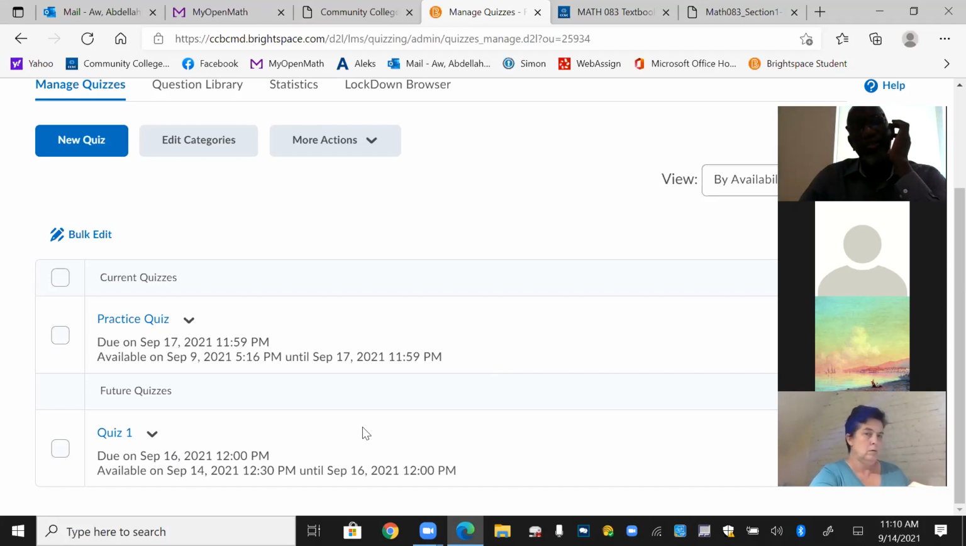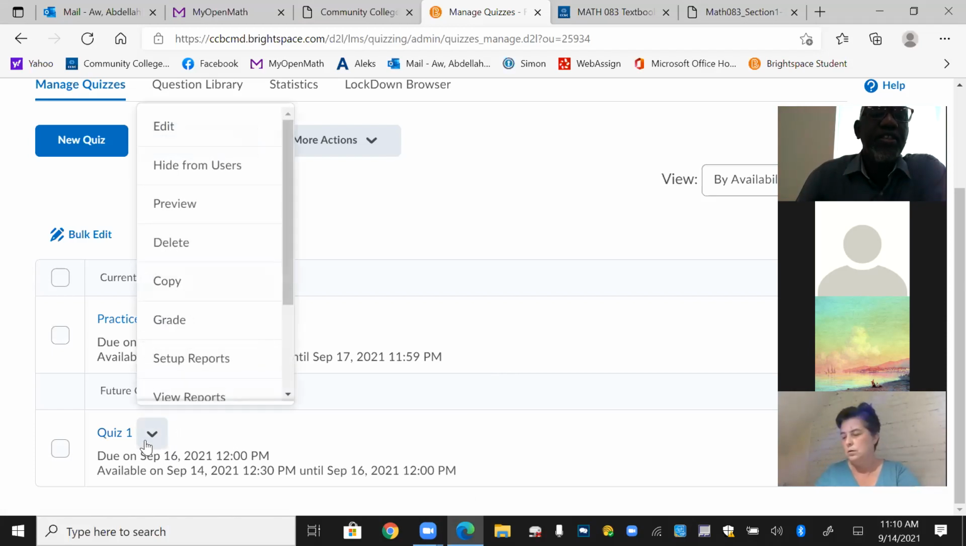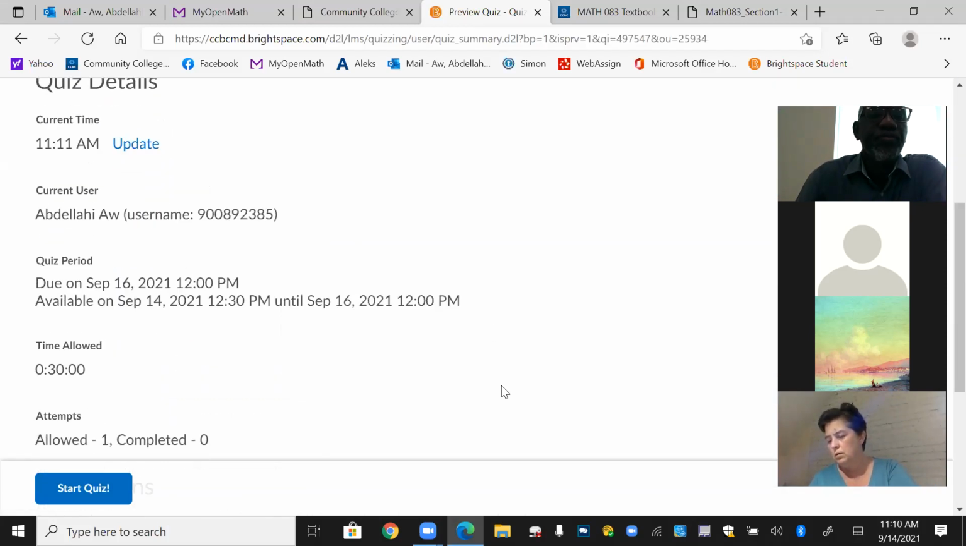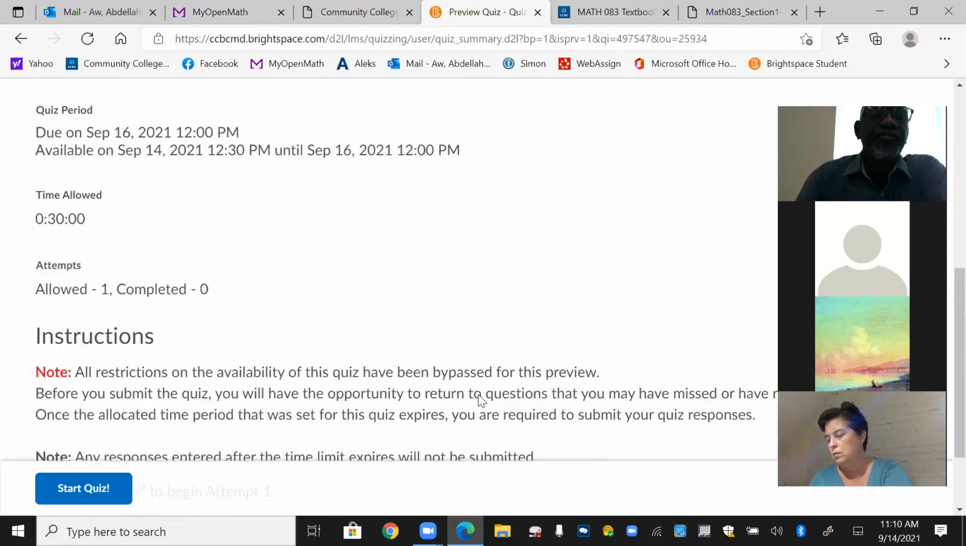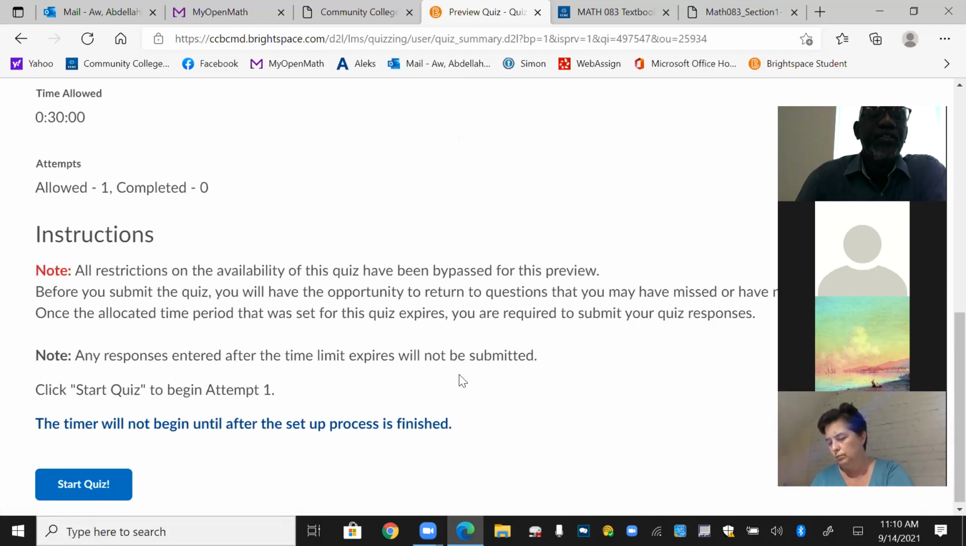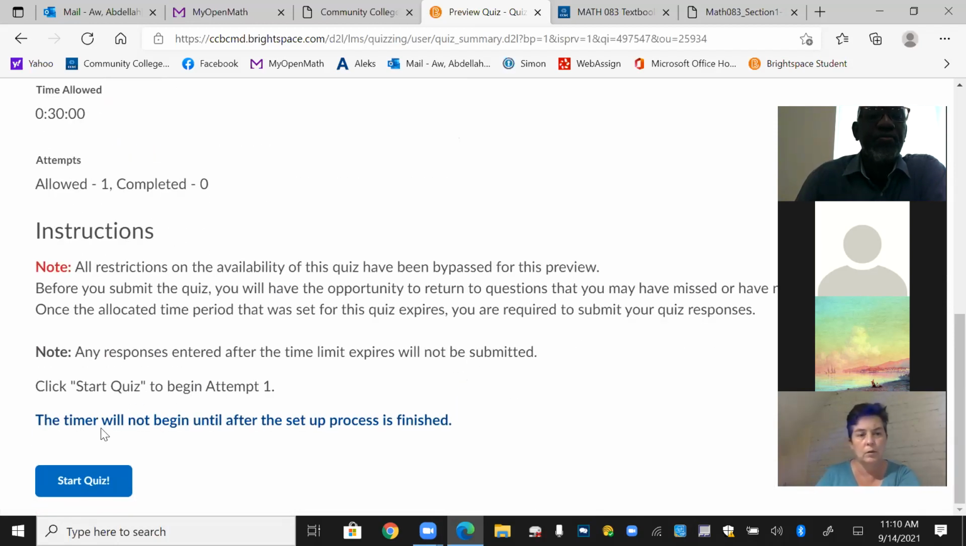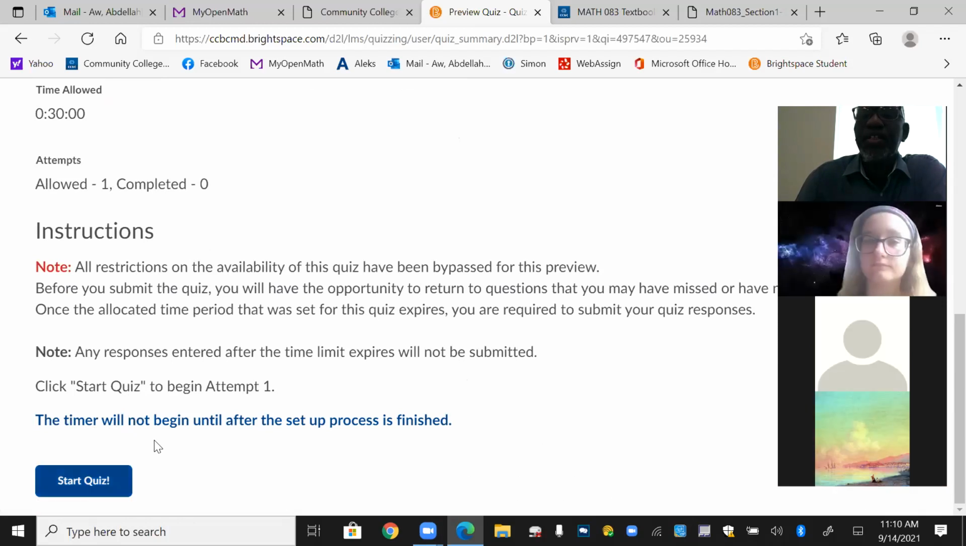When you click on the quiz right here, unfortunately with Brightspace it doesn't show me, so let me see the preview. That's a preview right there. When you click on it, this is what you see. When you start the quiz, you're going to see a PDF file, and then you print that file, where you have the questions on that file.